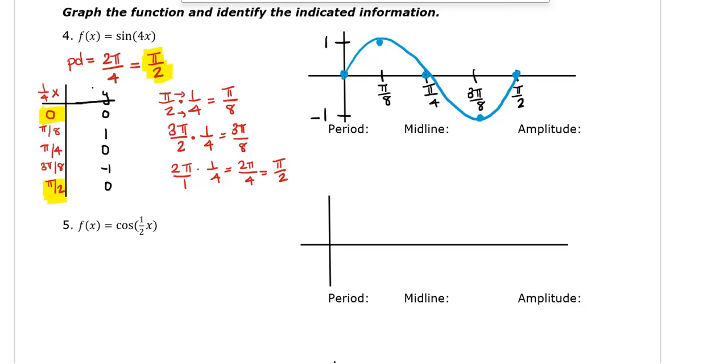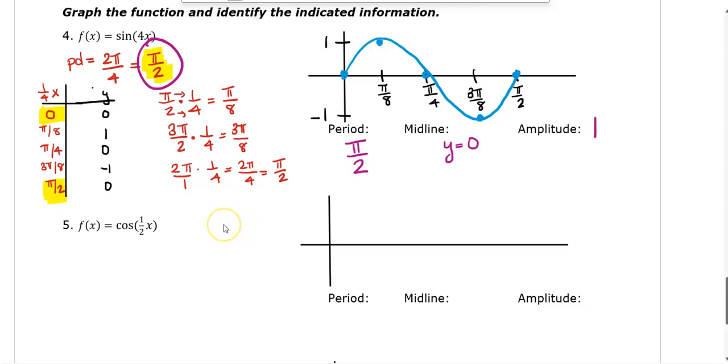All right, now our period of this. Well, we already established that. That's pi over 2. My midline. Well, we have not shifted the graph up or down. There's nothing added or subtracted outside of this. So my midline is just y equals 0. It's whatever the x-axis is. Amplitude, that is the distance from the midline to the maximum, or half the distance from the maximum to the minimum. So that would be 1.